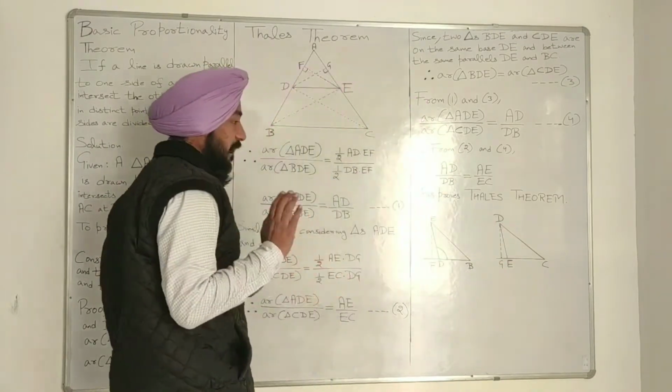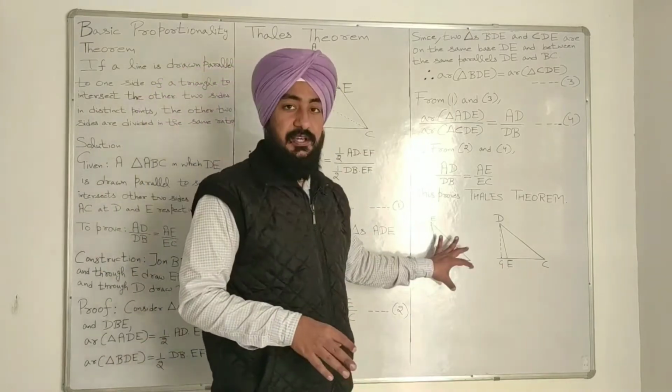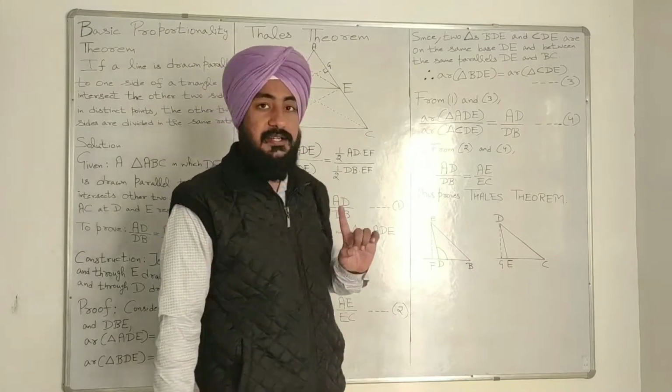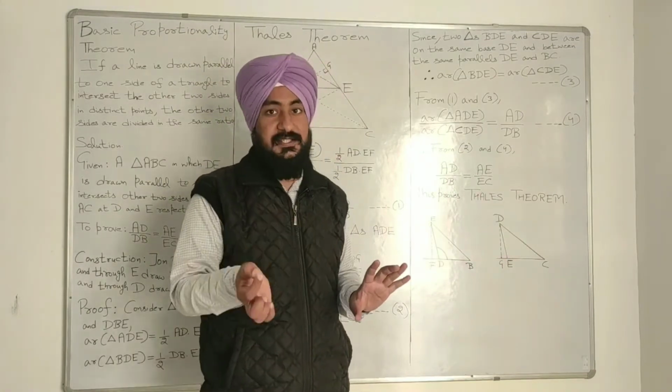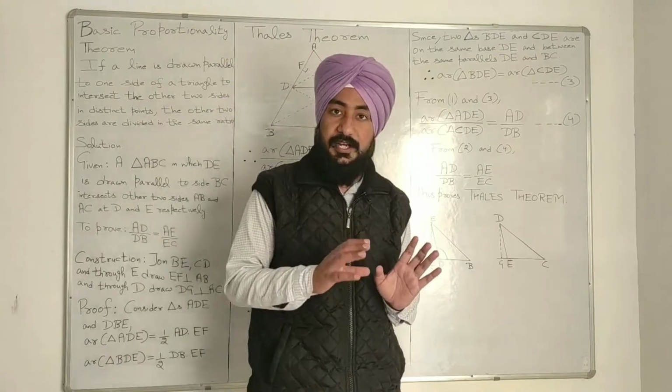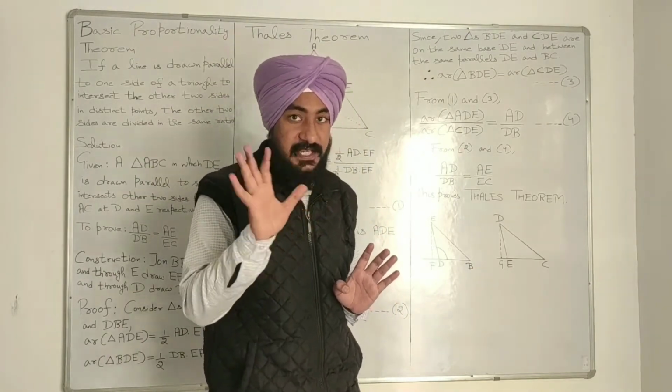Now please see, whatever logic we have used here, the same logic is applied on this triangle. This is also an obtuse triangle. It means we can't take the height of this triangle inside this triangle. We have to take the height outside this obtuse triangle.